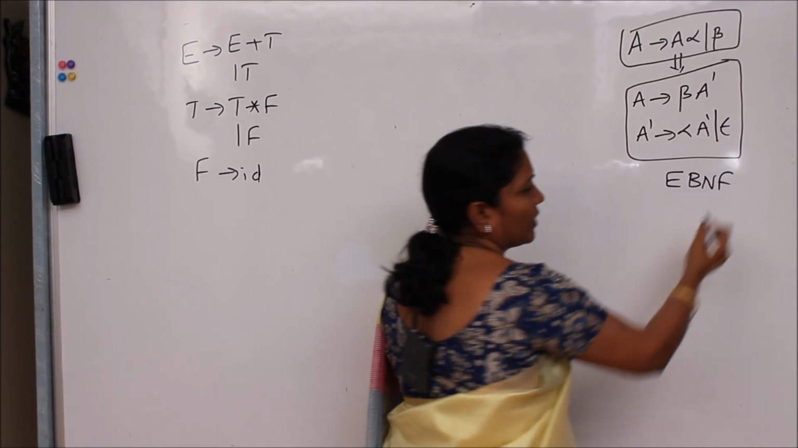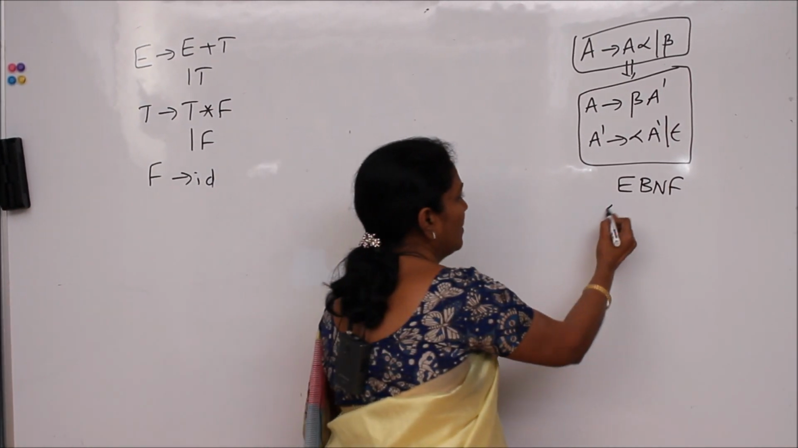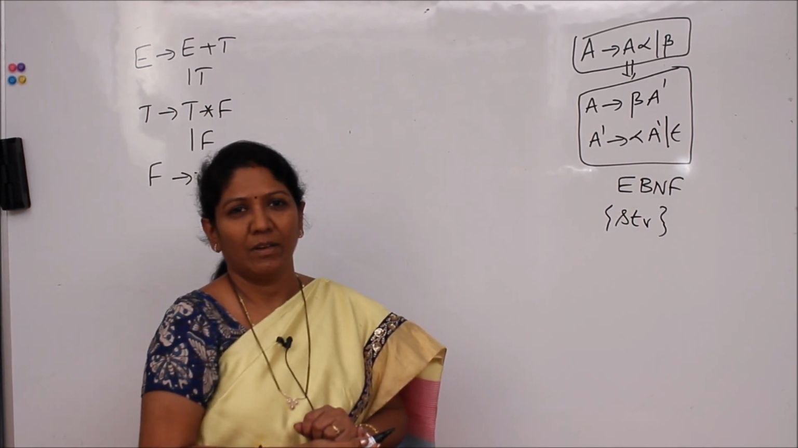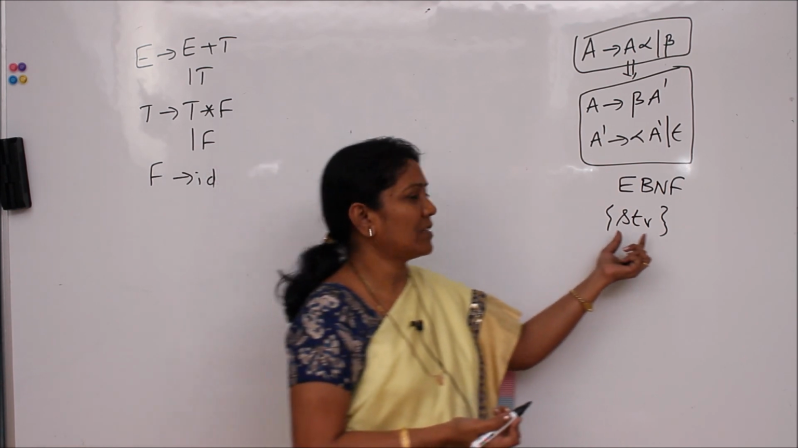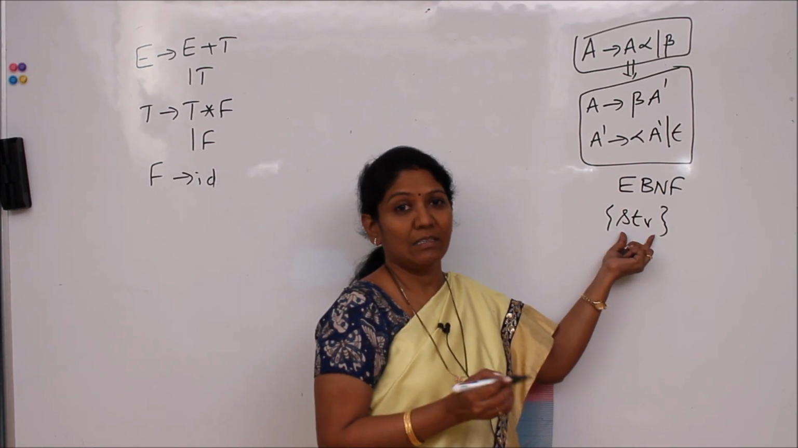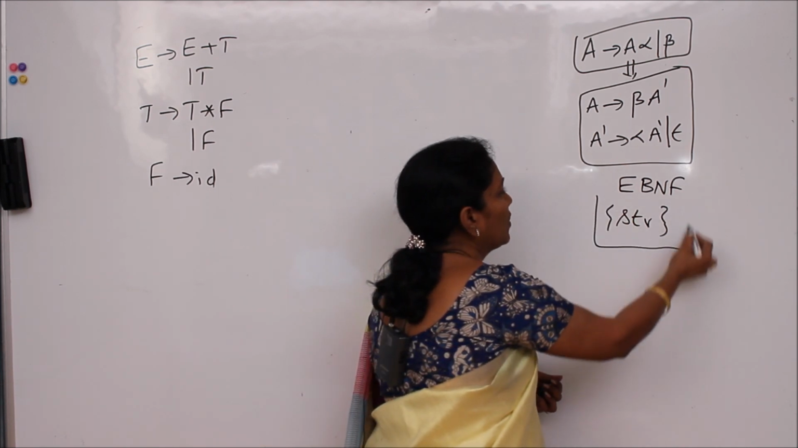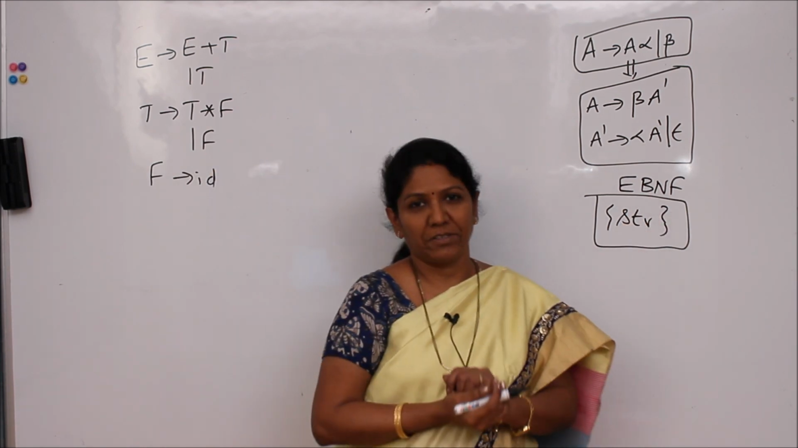In EBNF notation, whenever you have some string within curly braces, the meaning of that is 0 or more occurrences of the string str. It is 0 or more occurrences of the string. So let us try to rewrite the given grammar into EBNF notation.